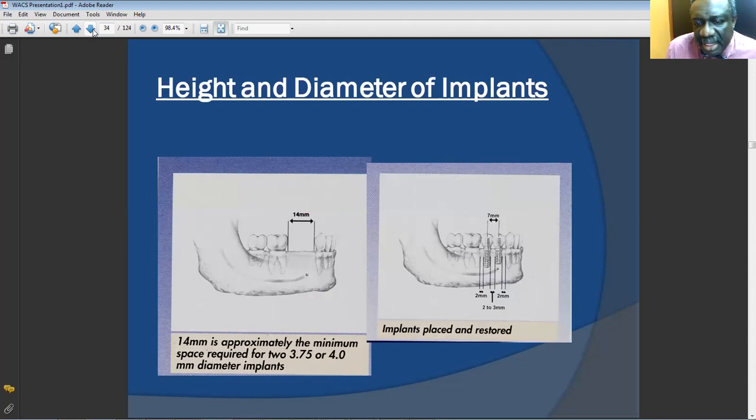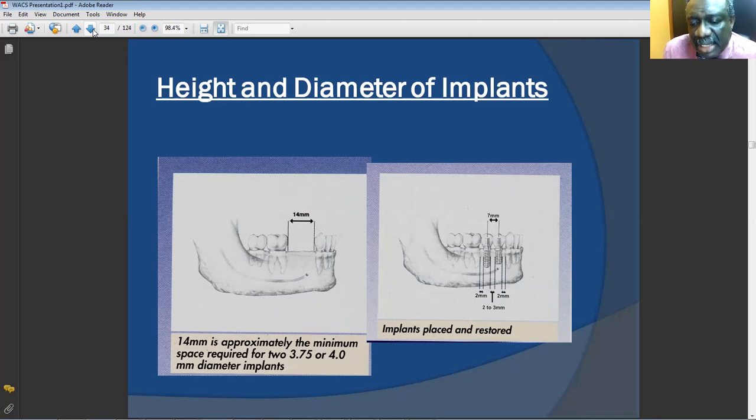Now, how many implants can you place here? If you know that each implant must be 2 millimeters away from each other and must be 2 millimeters away from the adjacent teeth, then it makes sense that if you are placing implants which are approximately 4 millimeters in diameter, then you can only place two of those, because you need a 2 millimeter space between the adjacent tooth and the first implant, and you need another 2 millimeter space between the two implants, and you need another 2 millimeter space between the next implant and the adjacent tooth.